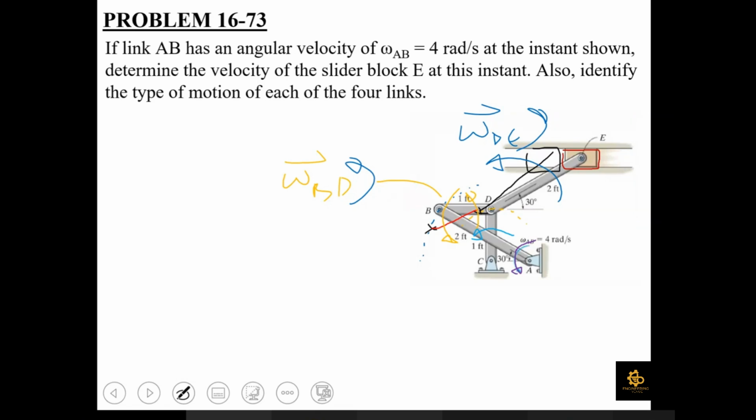ठीक है? So अगर हम इन पांचों लिंक्स को देखें, हमारे पास जो 5 लिंक्स थे, one is in translation which is piston E, 2 of them are in rotation which is link AB and CD, whereas the remaining 2 links which is link BD and DE, they are in general plane motion. So accordingly we are going to apply the relative velocity equation on link BD and DE. Is this point clear to all of you? Yes, sir.